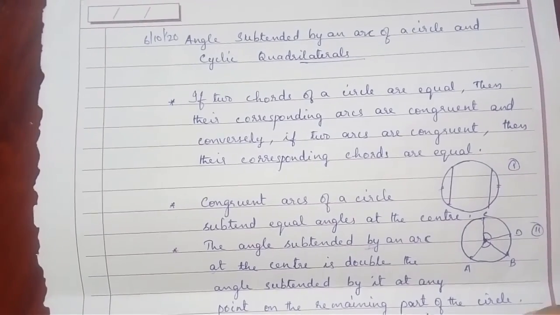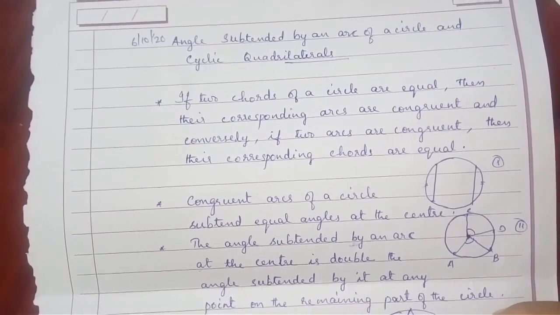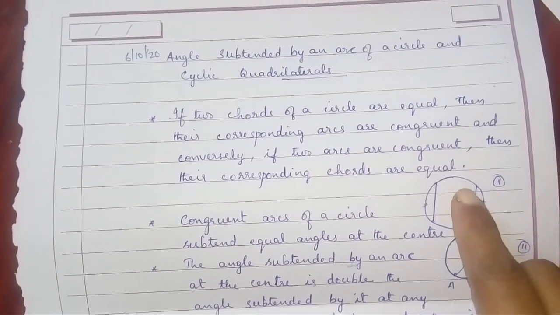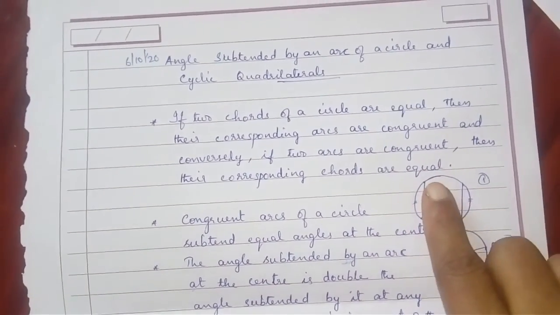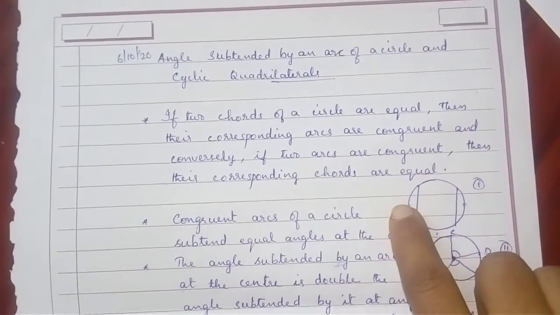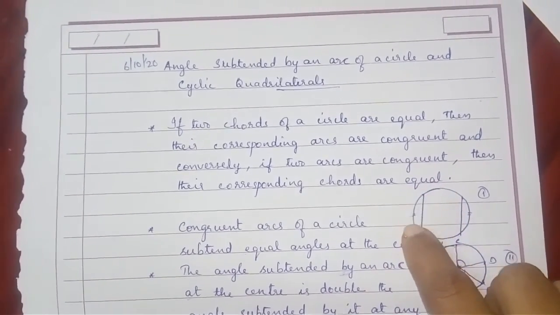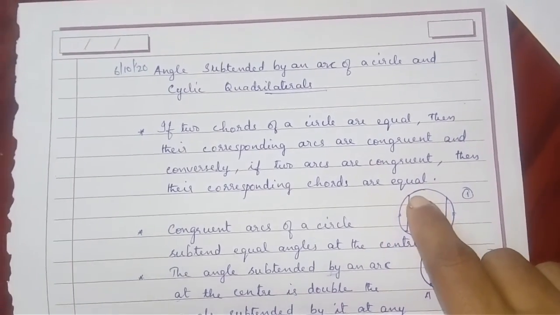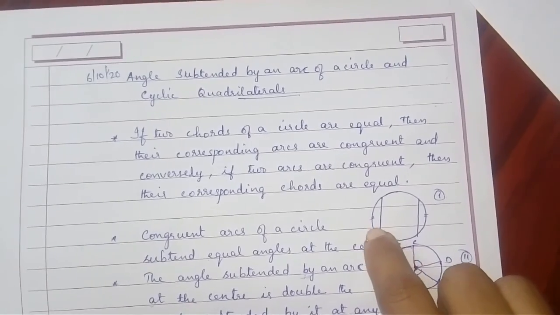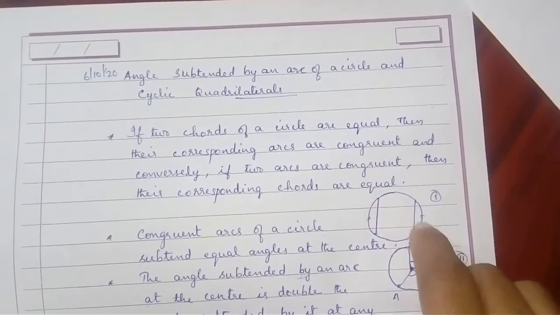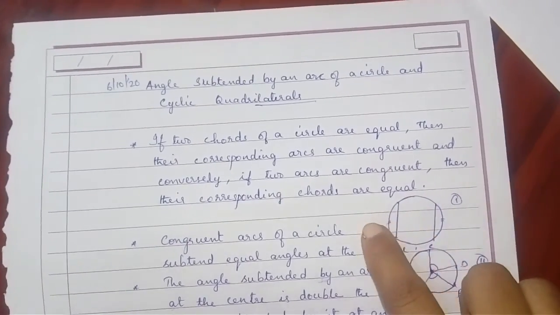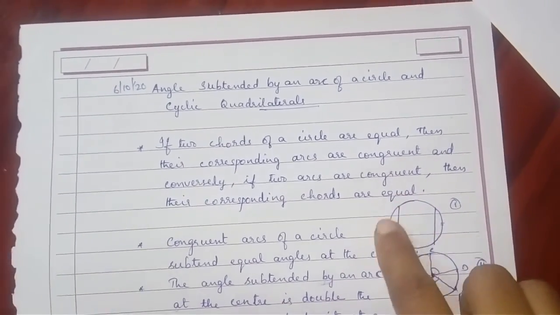If two chords of a circle are equal, then their corresponding arcs are congruent. Here we can see one circle, two chords given. If these two chords are equal, then their corresponding arcs. Arc means the part of the circle. We can see the chords having two endpoints. The arc consisting of those two endpoints will also be equal. If these two chords are equal, then the corresponding arcs will be equal.